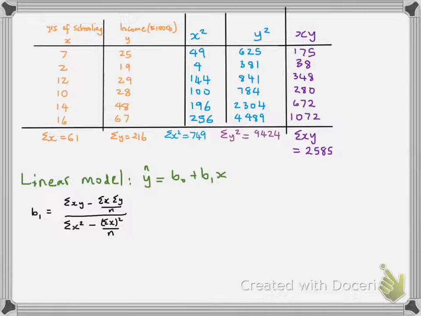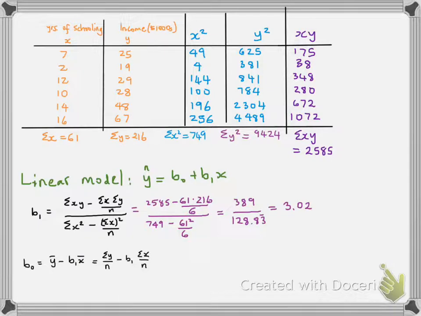So if we take all that information, all those sums, and we substitute in our formula, we will have as shown, right? Summation of xy is 2,585 and so on, which if you compute using your calculator, you will obtain 3.02. That is B1. And for B sub 0, our formula is shown like we had before.